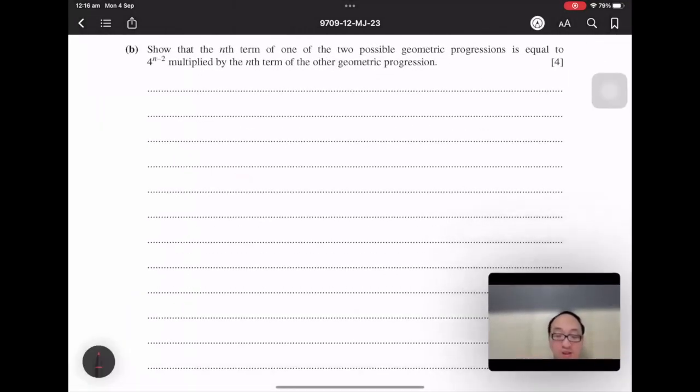B. Show that the nth term of one of the 2 possible geometric progressions is equal to a constant multiplied by the nth term of the other geometric progression. So we have a is 80, and another one, a is 20.